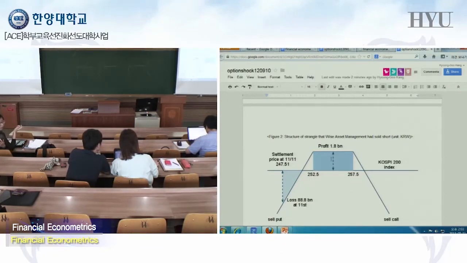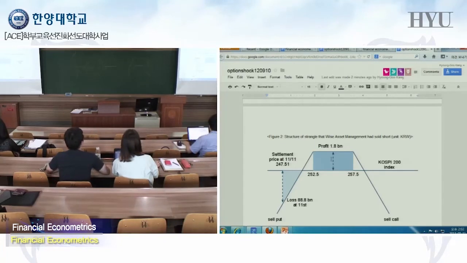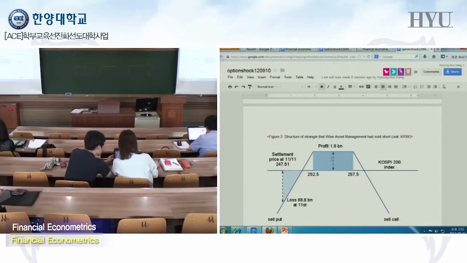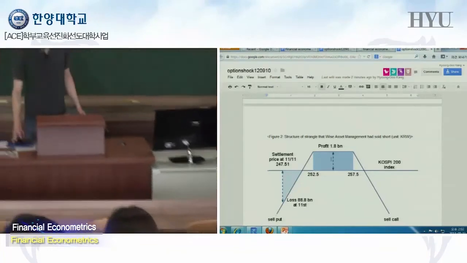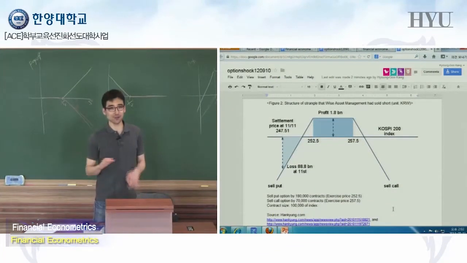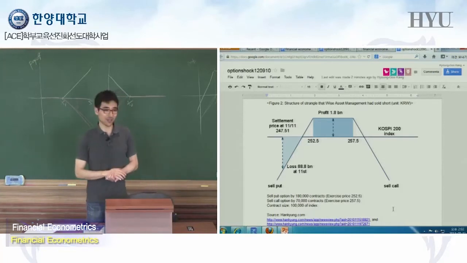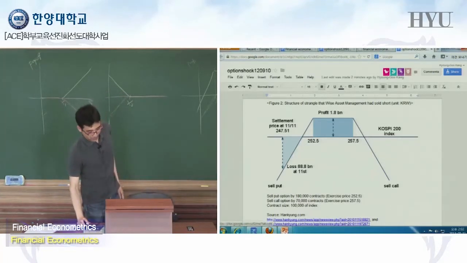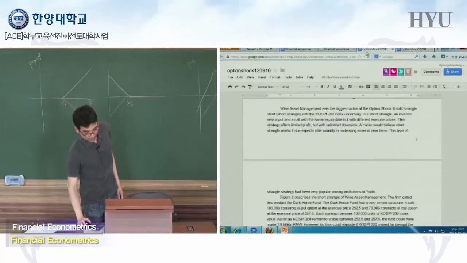Okay. Now, since the stock price is 247.51, wow. So therefore, their loss is 88.8 billion. Okay. It becomes their loss. Okay. So you understand what is going on? Okay. This is simple, right? There's no difficulty, nothing serious about this.